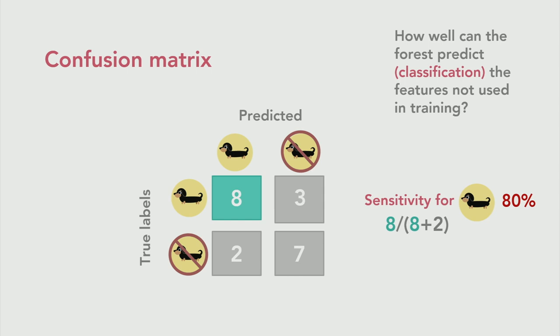For accuracy, it not only cares about the number of times that dachshund was correctly identified as dachshund, it also cares about the number of times that not dachshund was correctly identified as not dachshund. So the accuracy here is going to be 15 out of 20, or 75%. When you're looking at binary variables, then the accuracy is going to be the same for both. But if you are classifying something with more categories, then each of the different variables is going to have a different accuracy measure.